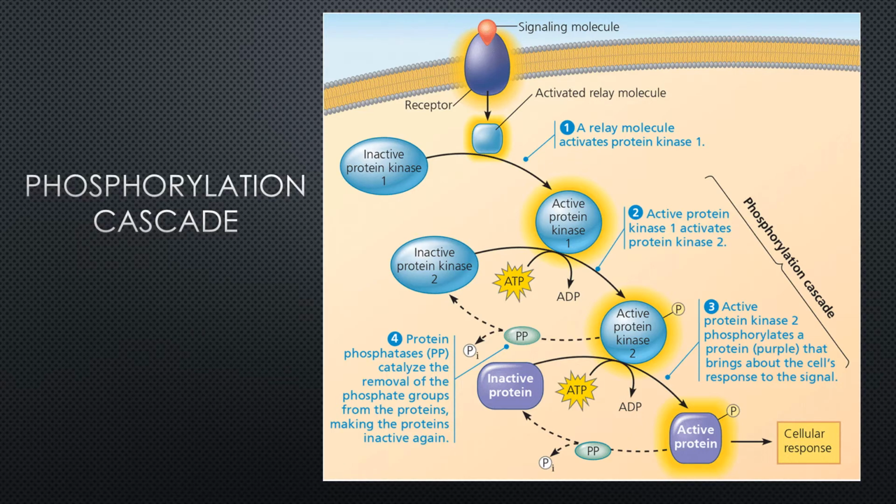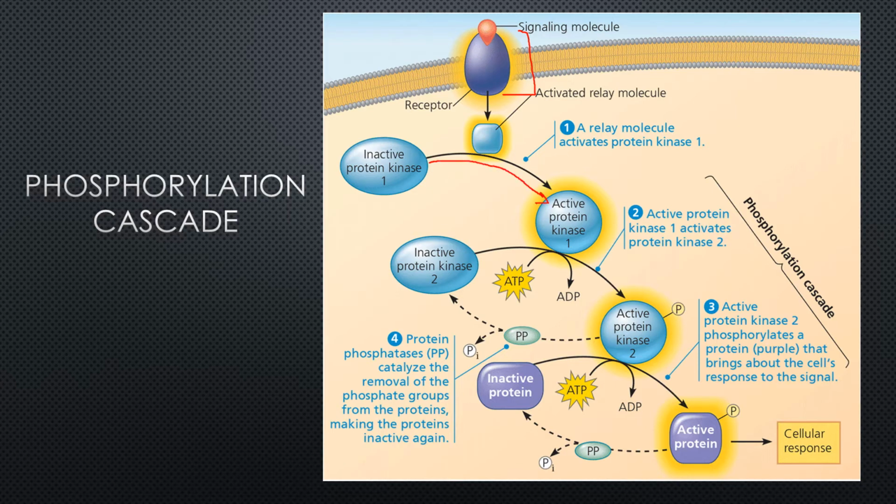Okay, so let's look at our phosphorylation cascade, and this is just one example. As our signaling molecule, or our ligand, is bound to our receptor protein right here, that usually activates this receptor molecule to phosphorylate another enzyme. In this case, it's the inactive protein kinase 1, which then uses ATP and is activated.